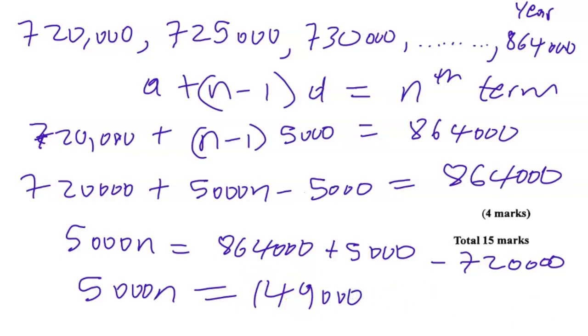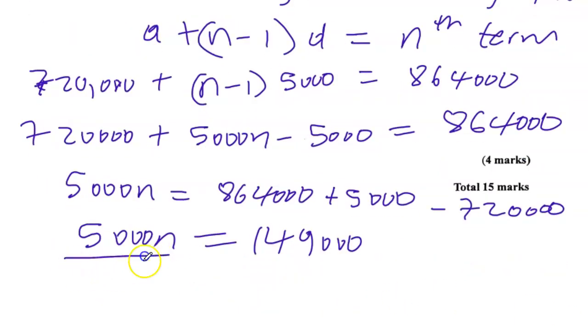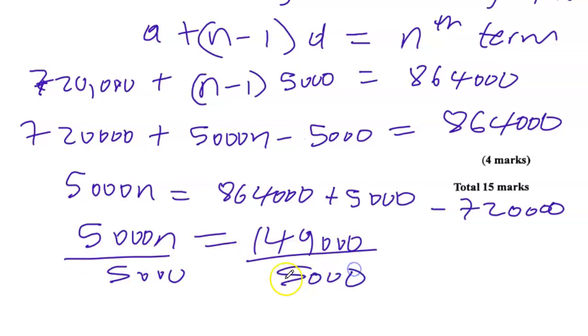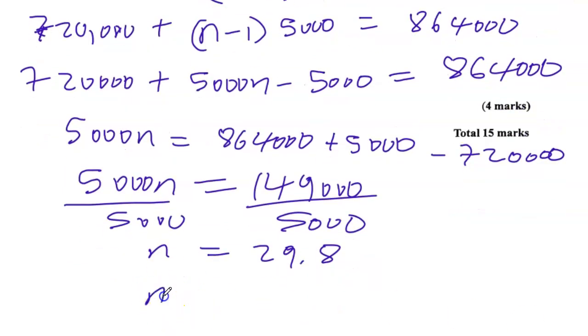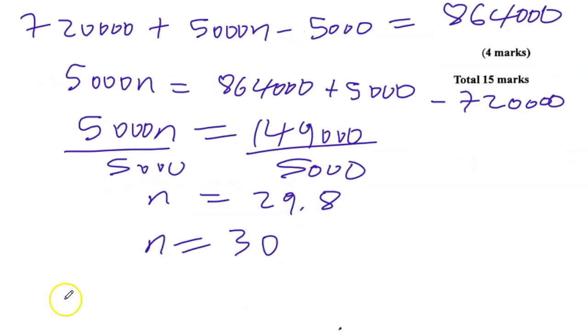149,000. And if we divide both sides by 5,000, we get n equal to 29.8, which to the nearest whole number is 30. So the number of years it would take is 30 years.